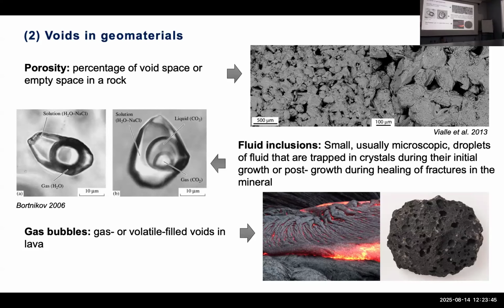We also commonly have voids in the form of fluid inclusions. These are small microscopic droplets of fluids that are included or trapped within a mineral during growth. They can also occur post-growth. For example, if you have a fracture in your mineral that then heals, you can also trap fluid inclusions there. And then lastly, we also have voids present in magmatic rocks, specifically as volatile-filled gas bubbles.